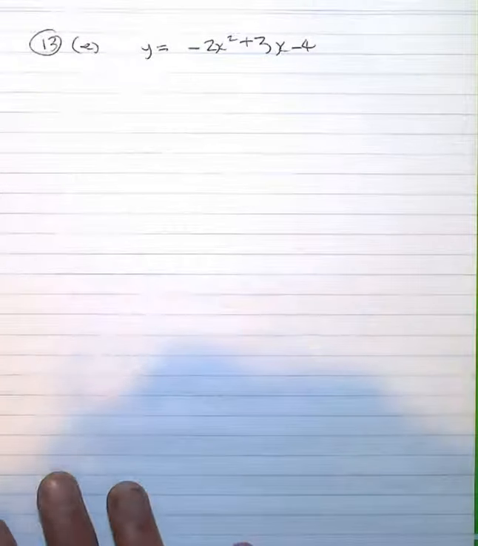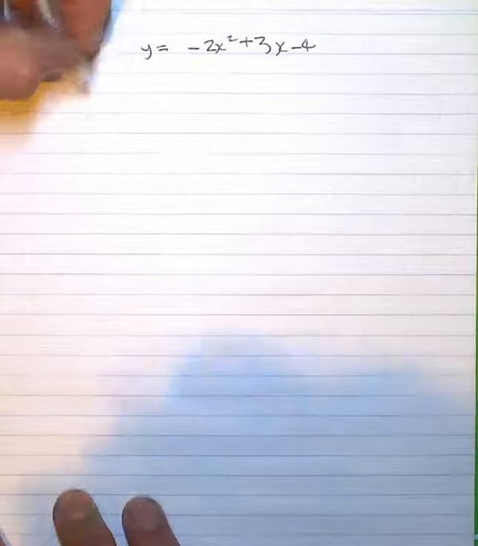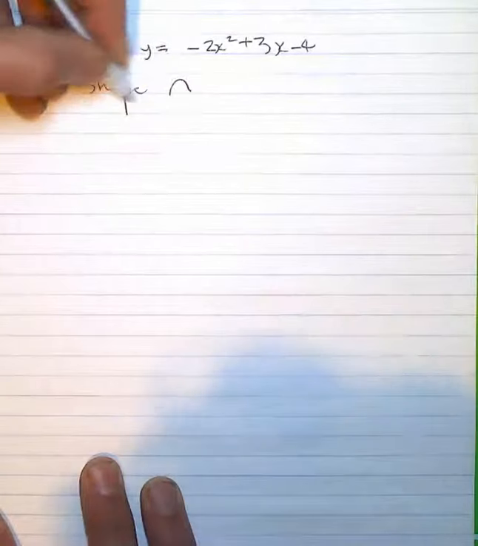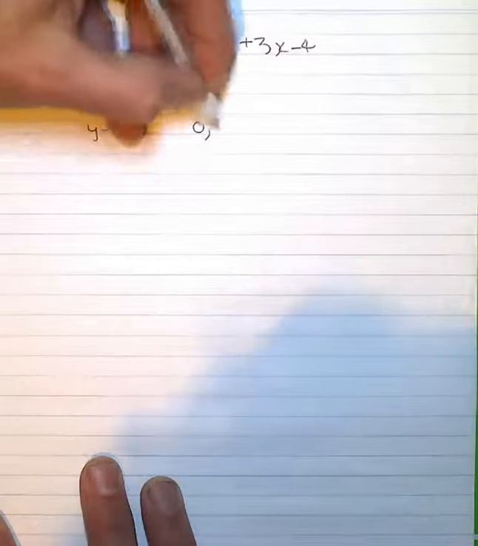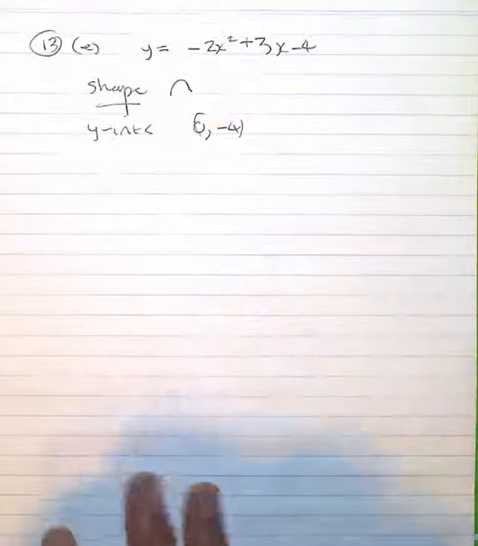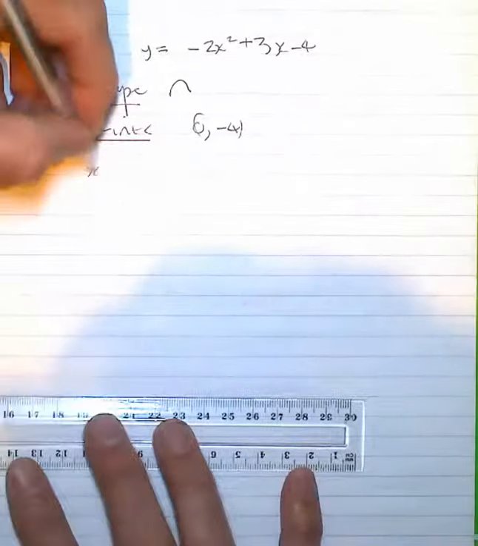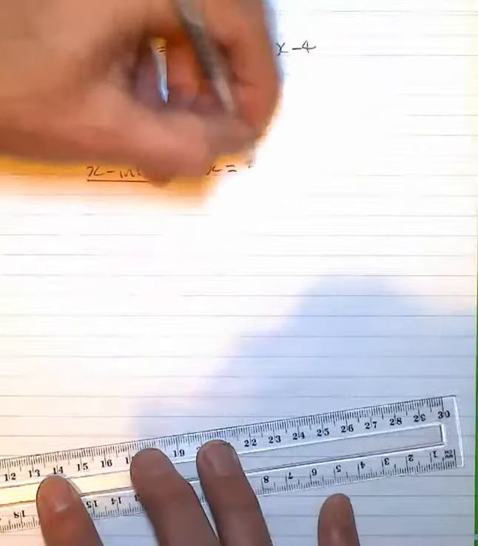Moving on to 13E now, there's a little bit of a trap with this one. You'll find it won't have any x-intercepts. I'll find the other aspects of it. Shape, upside down parabola, the y-intercept at 0, negative 4. I'm going to try to find the x-intercepts using the general quadratic.